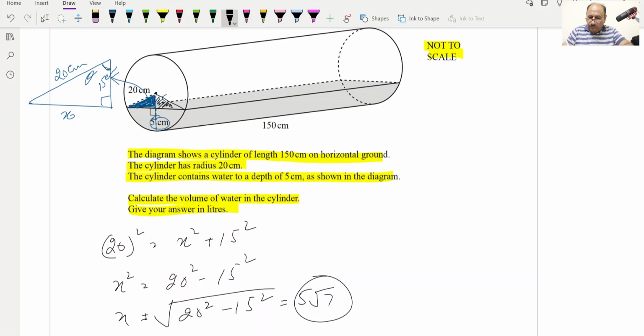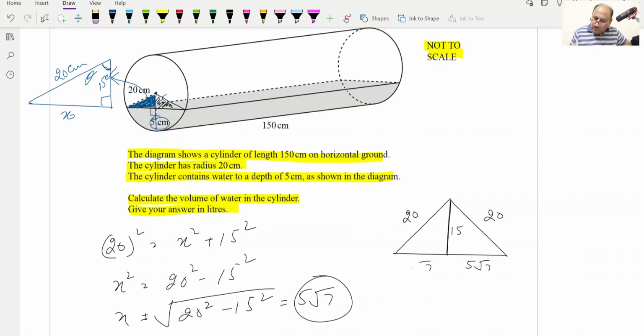Now I will draw the triangle separately for your explanation. This is the complete triangle which we are considering. One side is 5 under root 7, the other side is also 5 under root 7. The middle one is 15, and this is radius 20, this is also radius 20. This is a magnified drawing, and 5 under root 7 plus 5 under root 7 will be 10 under root 7. This whole side we have taken.